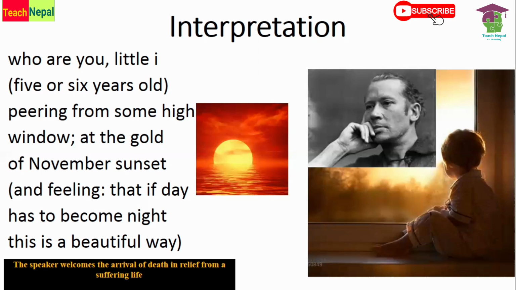At the gold of November, gold means the color of the sunset there, as you can see in the picture. At the gold of November sunset, and feeling that if day has to become night, that this is a beautiful way, right? The way you are looking at the sunset from the window, that's a so beautiful way to get happiness in your life. So in that way, the poet is simply saying these things, or the speaker is talking to a boy, meaning little I here.